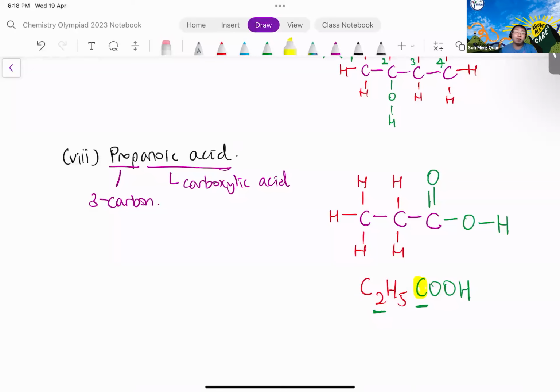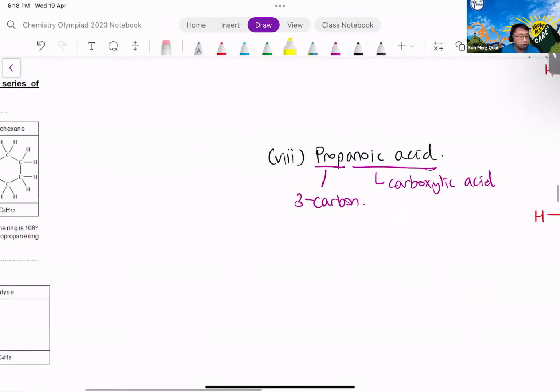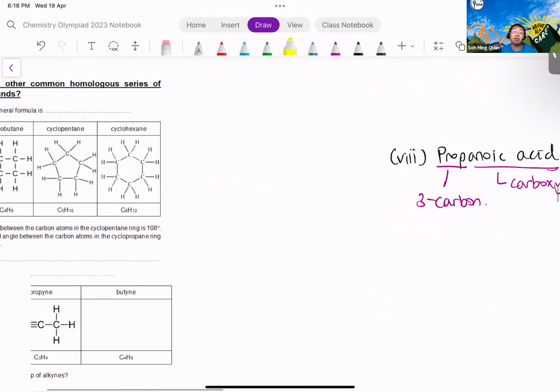So, we have learned alkanes, alkenes, alcohols, and carboxylic acids. We have learned how to draw them, name them. We have looked at some isomers of each of these molecules. But does it mean that organic compounds only have 4 homologous series? The answer is no. I think at the start I already mentioned this. There are some other common homologous series of organic compounds. Let me just show you some of them.